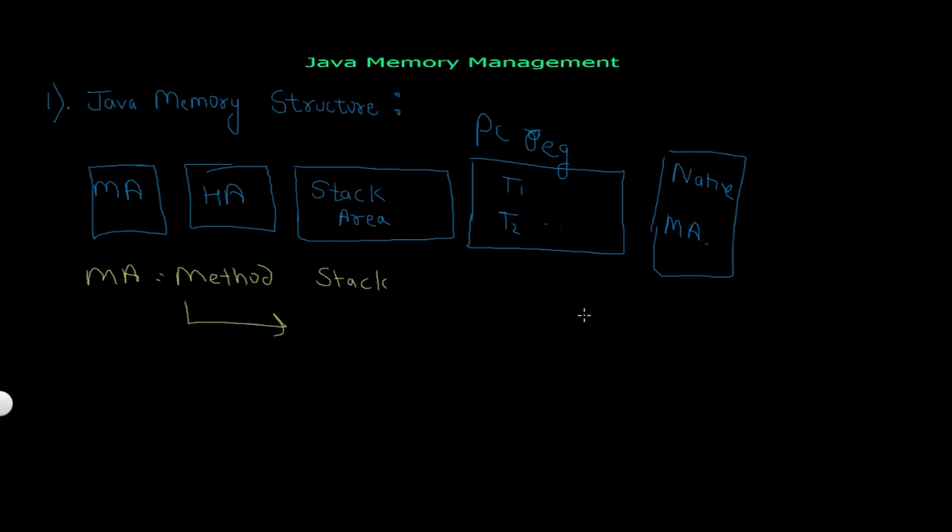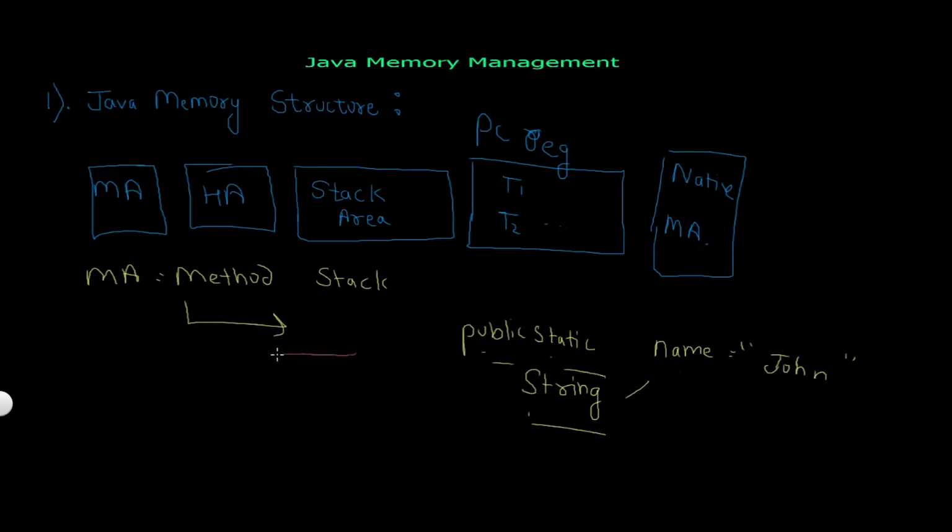For example, let's just say you define a variable, say name is equal to John. Let's say you just say public static string name, right? So when you say public static string name, where does this thing go? There is a memory area known as method stack. In this method stack, string would be stored. Its access modifier, which is public, will be stored on that method stack as well.